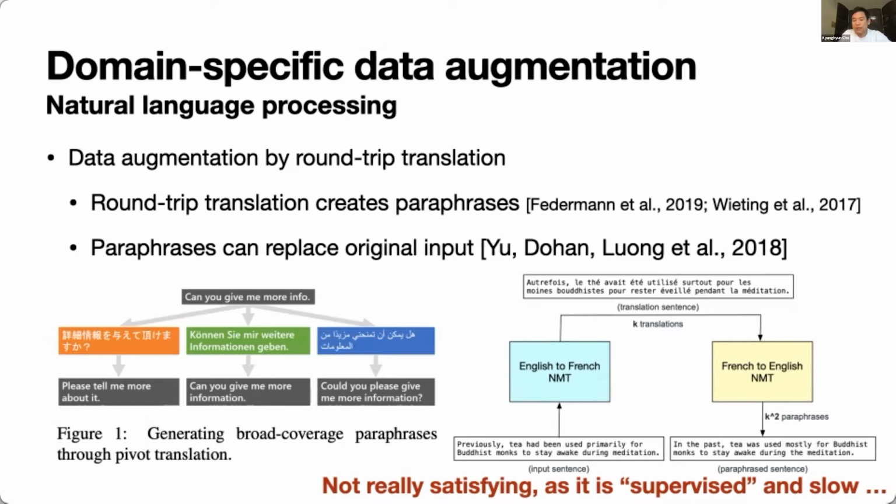But it's still not really satisfying, as it is largely supervised. So we're doing a supervised data augmentation, and it's also quite slow. Furthermore, we are always going to be limited by the choice of the pivot language as well, because the pivot language tells us what kind of paraphrases are going to be possible and what kind of paraphrases are going to be produced.